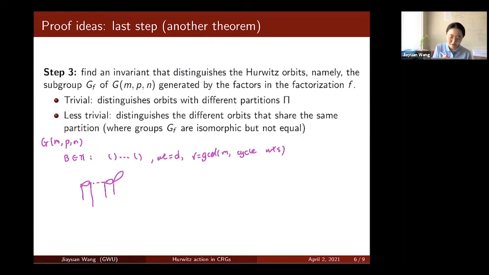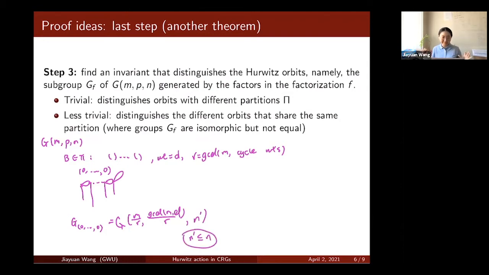So earlier we talked about how we can take a weight and record this pair of factors. And there is a special kind of standard form factorization where all the weights are 0. So that means for each pair of factors, the first factor is always the transposition. And the subgroup generated by this particular standard form factorization, that's the group G_{M/R, GCD(M,D)/R, N'}, where N' may be smaller than or equal to N. So that's a subgroup.